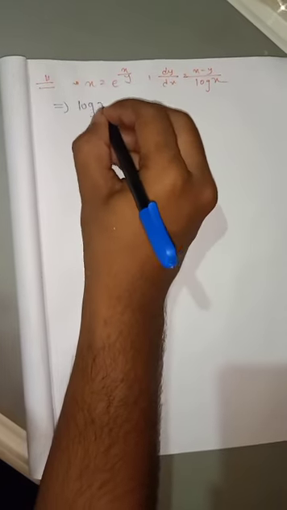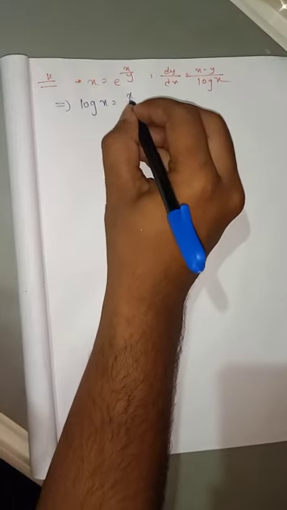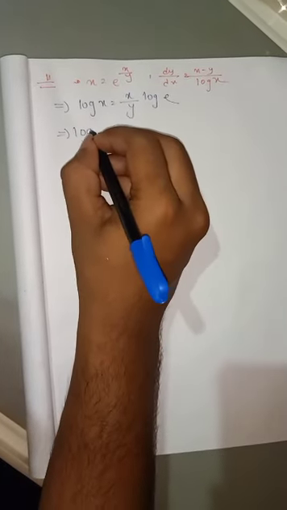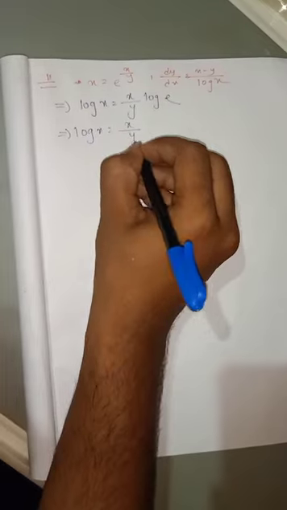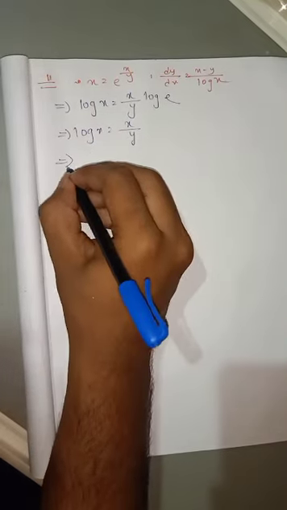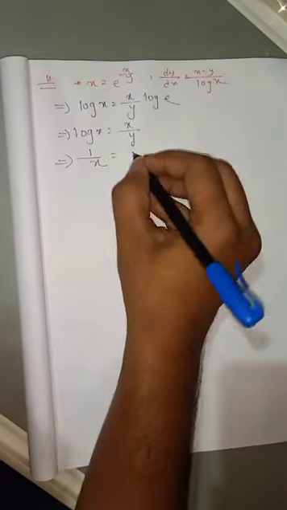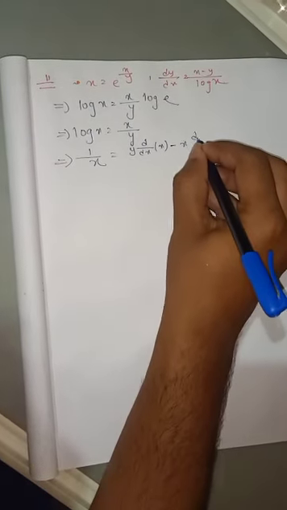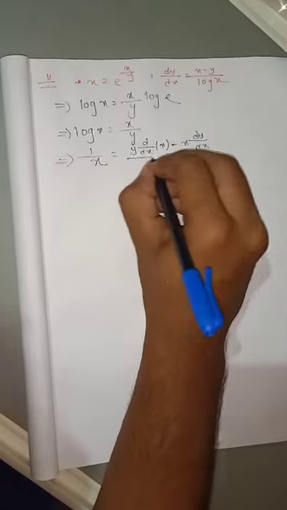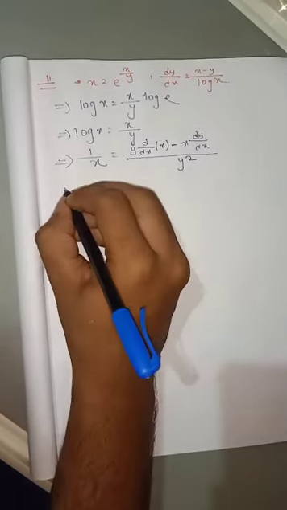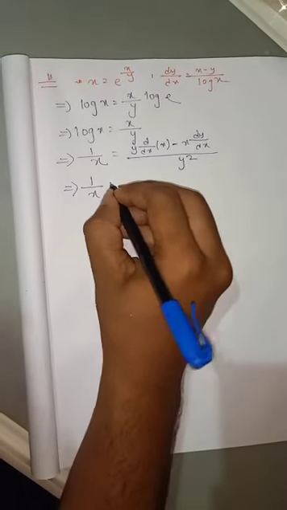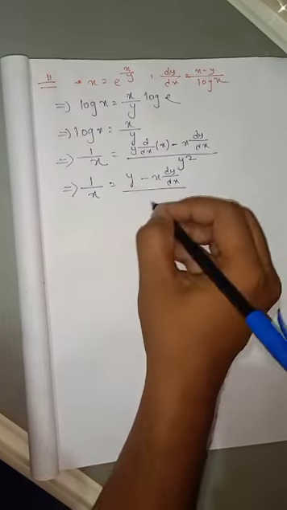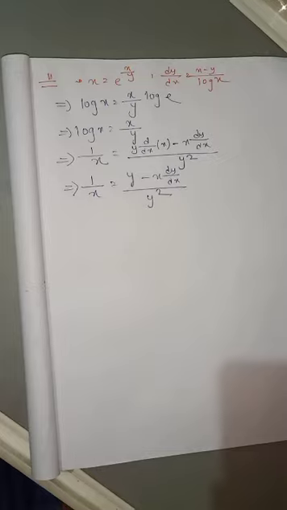Taking logarithm on both sides, we get log x equals x by y log e. Log x equals x by y. Differentiating both sides with respect to x, 1 upon x equals y d by dx of x minus x dy by dx, divided by y square. Here 1 upon x is equal to y minus x dy by dx by y square. Okay.